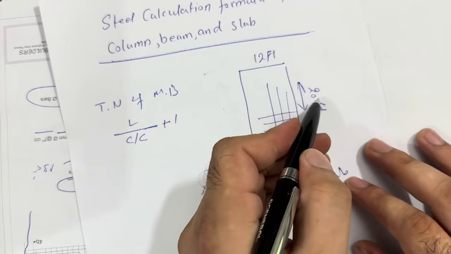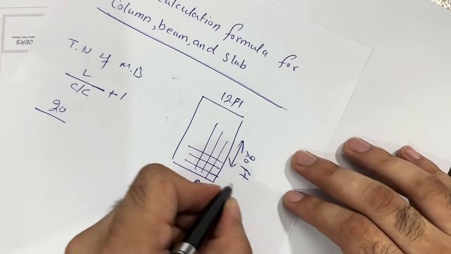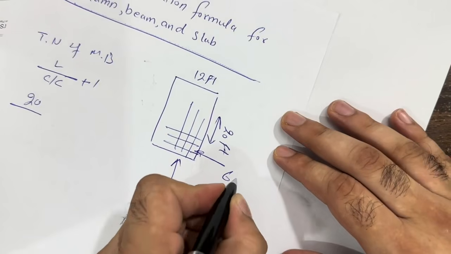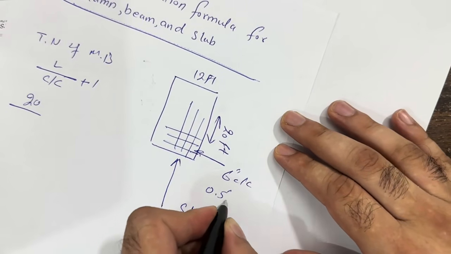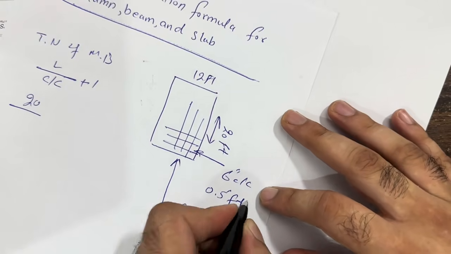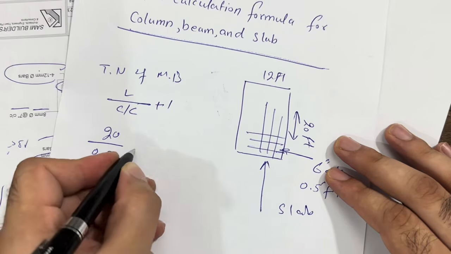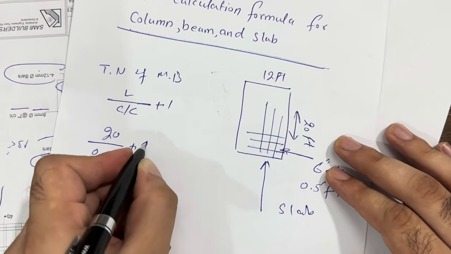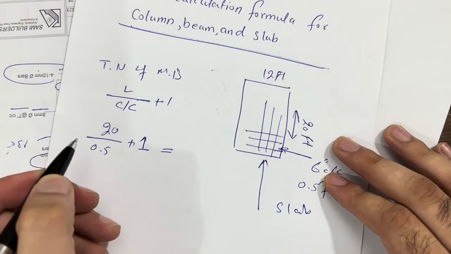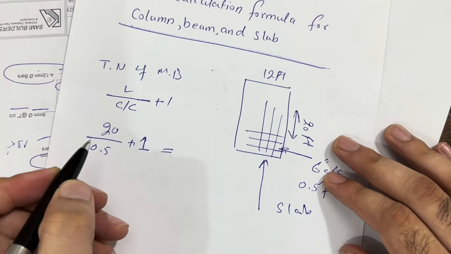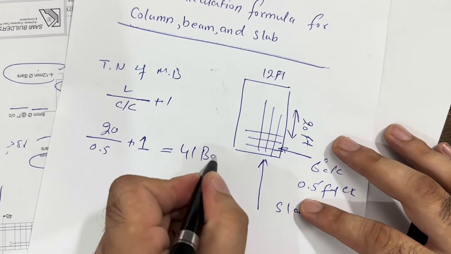As you can see, guys, the length is 20 feet, divided by the spacing, which here is for example 6 inches center to center, which is equal to 0.5 feet. So therefore 20 divided by 0.5 feet plus 1. Let me do the calculation. When you divide 20 by 0.5 feet, which means 6 inches, plus 1, this is 41 bars.